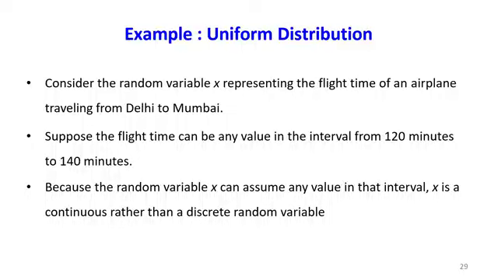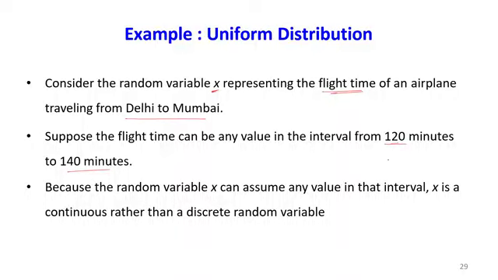So for example, consider the random variable X representing the flight time of an airplane traveling from Delhi to Mumbai. Now, flight time is a continuous variable. It can take values in decimals, right? Suppose the flight time can be any value in the interval between 120 to 140 minutes. That's generally the flight time of this airplane traveling from Delhi to Mumbai. The random variable X can assume any value in that particular interval.